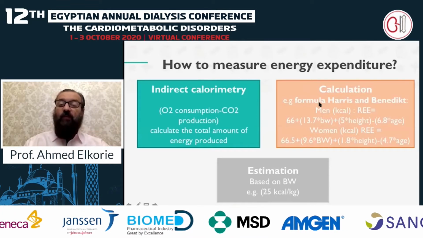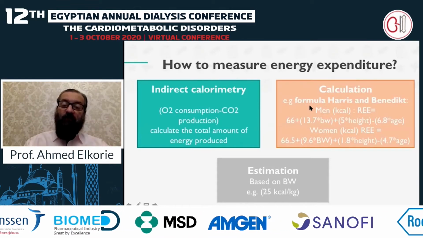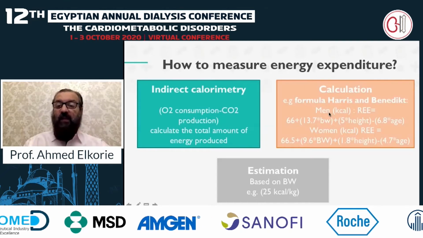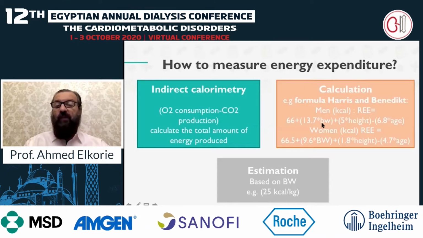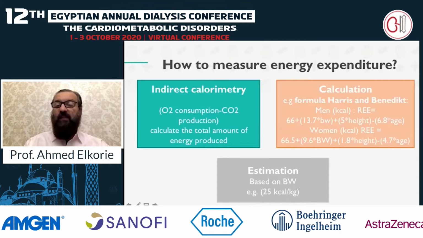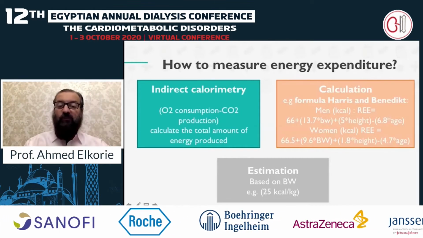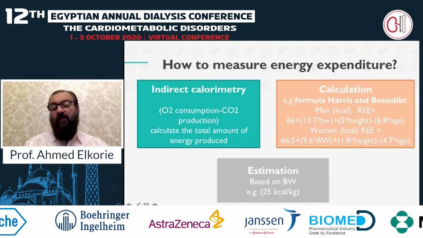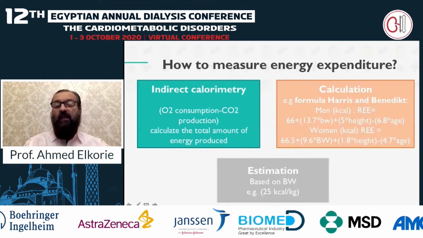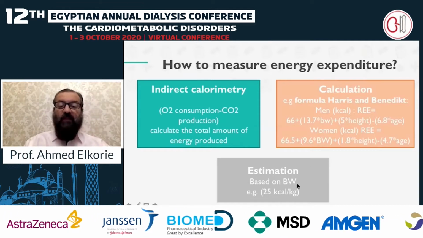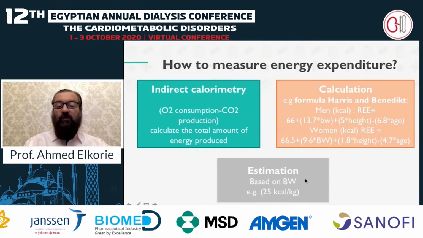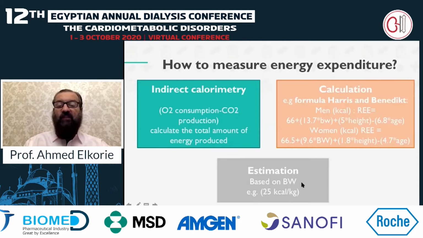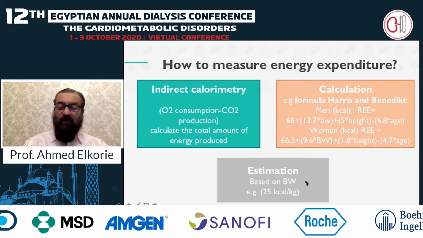On the other hand, you can use the basal metabolic rate formula of Harris and Benedict, using both the body weight and height, and taking into consideration the age. Of course, it differs between males and females, and then you can calculate, which is again not so accurate. And the estimation is based on the body weight and on 25 kilocalories per kilogram.